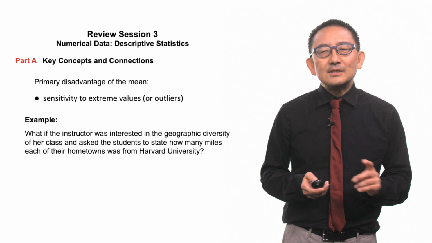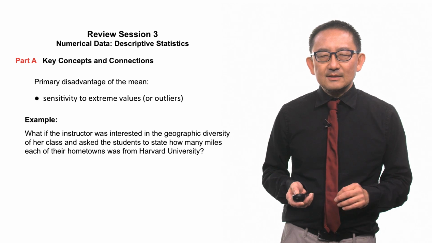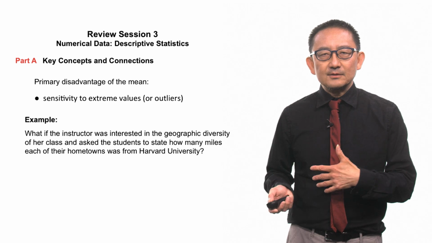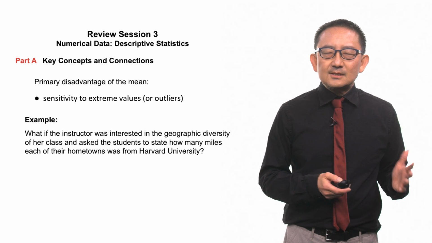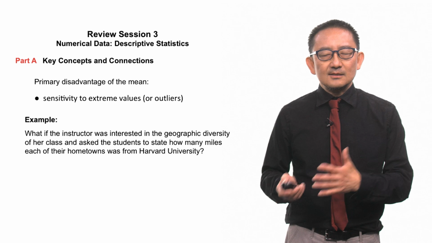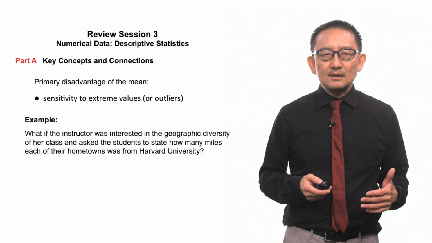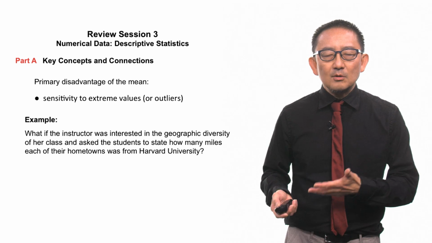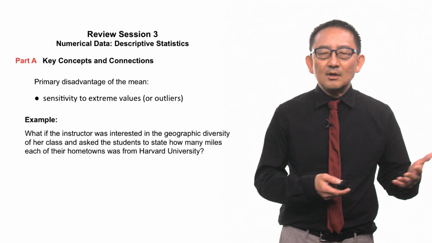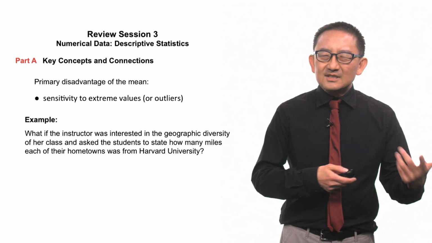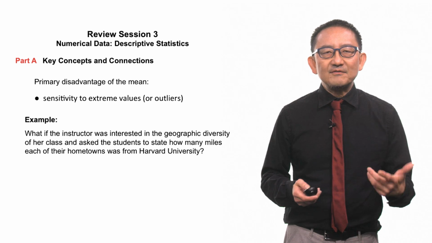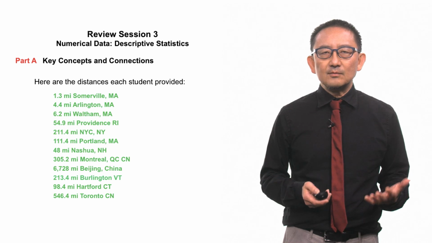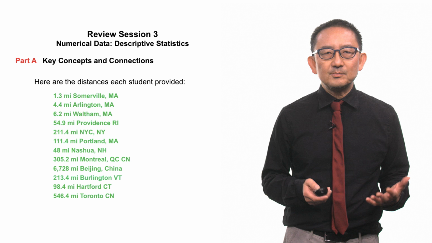However, there is one disadvantage to the mean. Means are very, very sensitive to extreme values. So let's say that the instructor asked the students to let her know the number of miles away their hometown is from Harvard University, to get a sense of how geographically diverse her class is. Well, here are the results, the distances that the students provided.